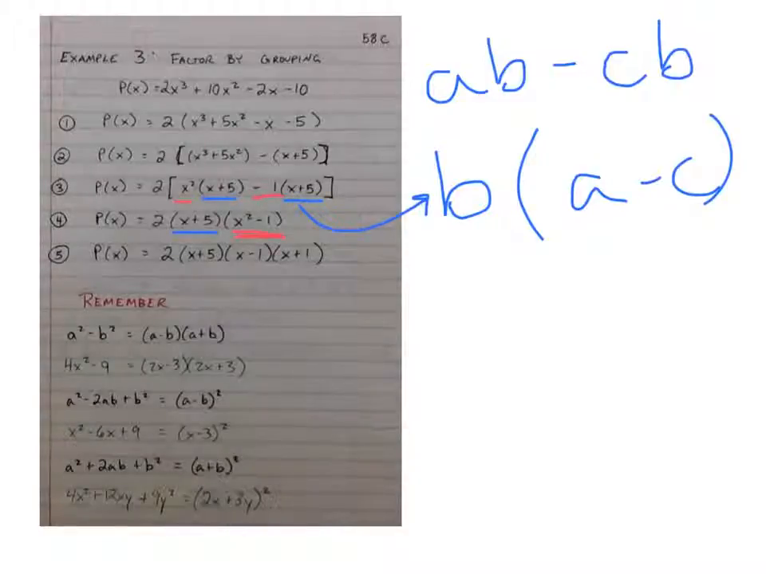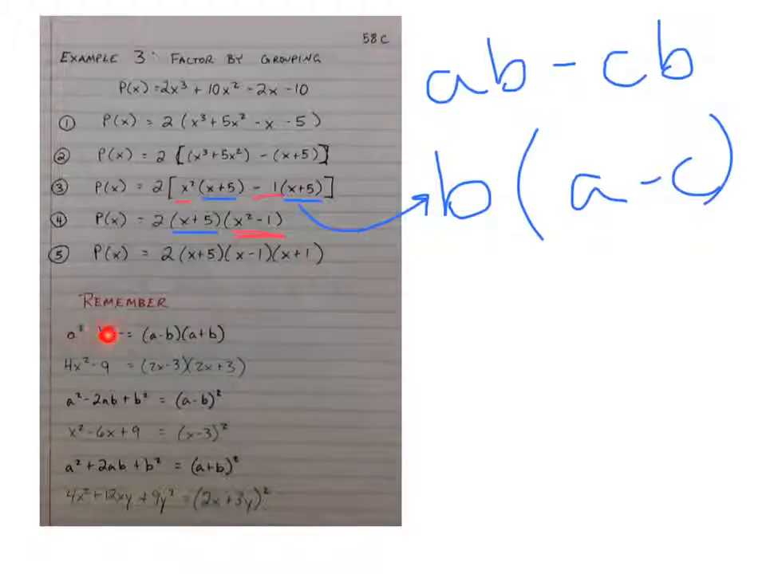Step 5 asks us to check for any further factoring, and in this example we do have further factoring because we have a difference of squares here. X squared minus 1 can factor to x minus 1 times x plus 1. And you thought we had left quadratics, but no, in fact, factoring quadratics is still a key piece.